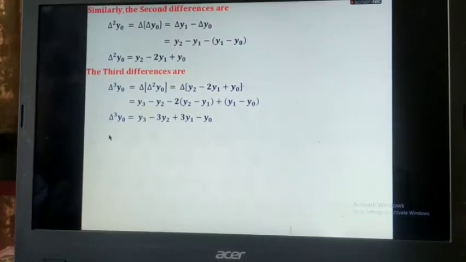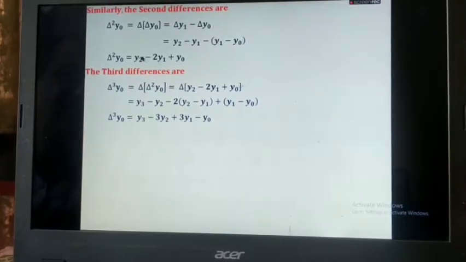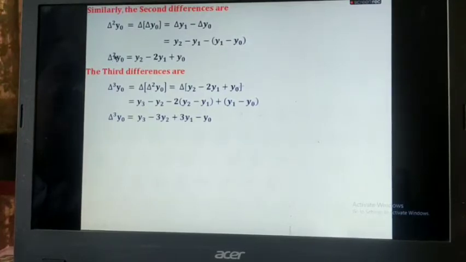Similarly, if there are 4 terms, then 5 terms appear. Just like (a plus b) whole square has 3 terms, (a plus b) whole cube has 4 terms. So these terms can be written in terms of combinations also. If it is y2, 2y1, y0, in terms of combinations it can be written as 2c0 y2, 2c1 y1, 2c2 y0.